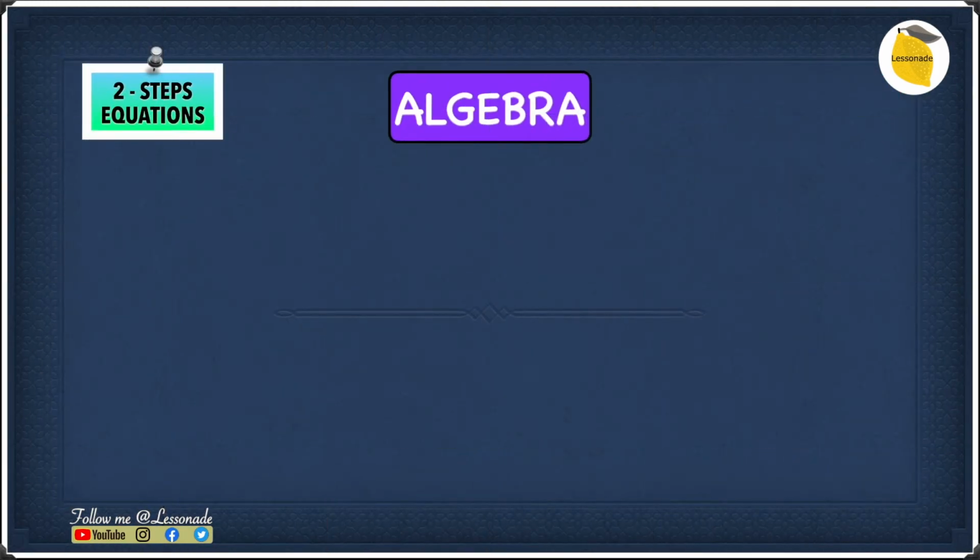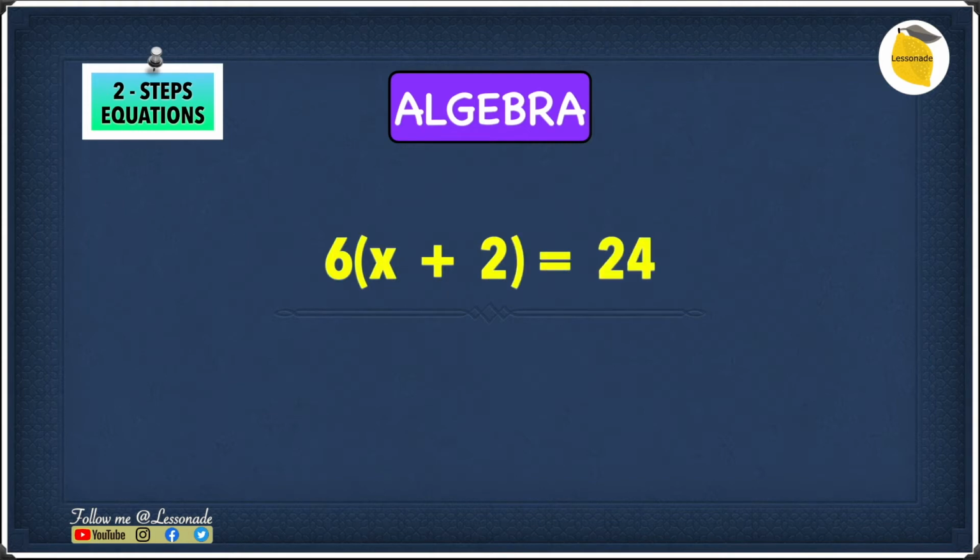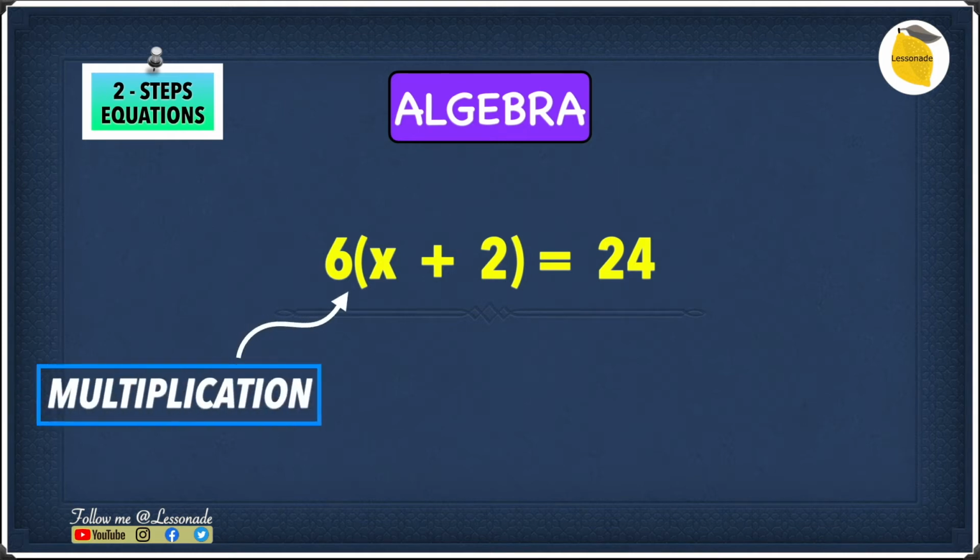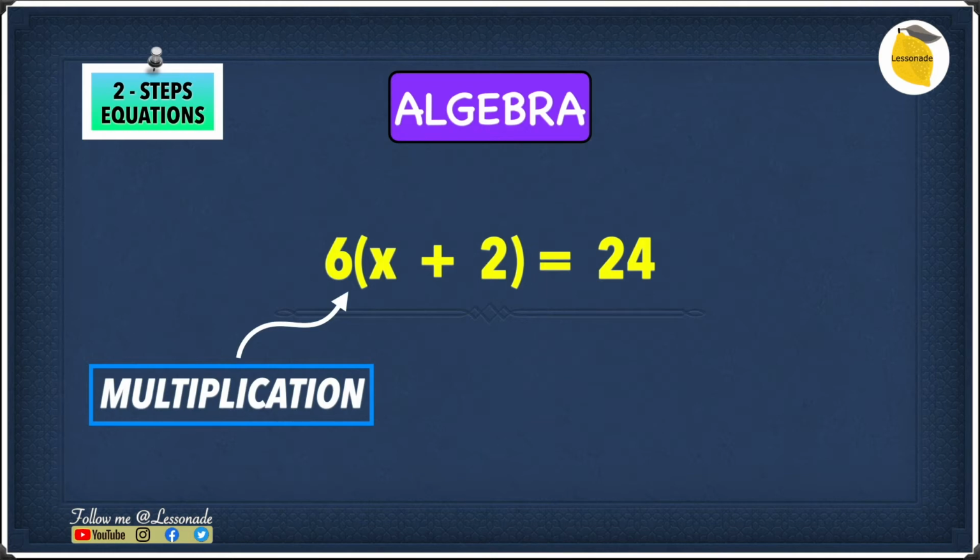So now let's have a look at an example with brackets in it. We have 6 brackets x plus 2 brackets equals 24. In this example, as you could see, we have brackets. And if you also notice, the 6 and the brackets don't have an arithmetic sign between them. So whenever you don't have an arithmetic sign between two things in algebra, it is automatically considered as multiplication, because multiplication is the default operation in algebra.